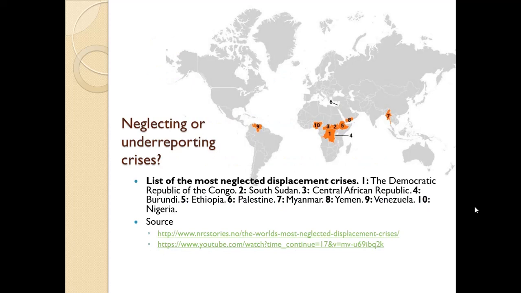So there are many humanitarian issues or human rights issues or problems that are sometimes neglected, and the list of most neglected displacement crises can be found in DRC or South Sudan or Central African Republic, Burundi, Ethiopia, Yemen, and so on. You could find more of these on these websites. Let me see if we can watch one.